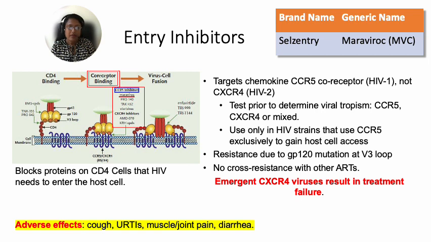So if there's emergent CXCR4 viral types, treatment failure will occur. The adverse effects associated with Maraviroc include increased URTIs, urinary tract infections, coughing, muscle pain, joint pain, and diarrhea.